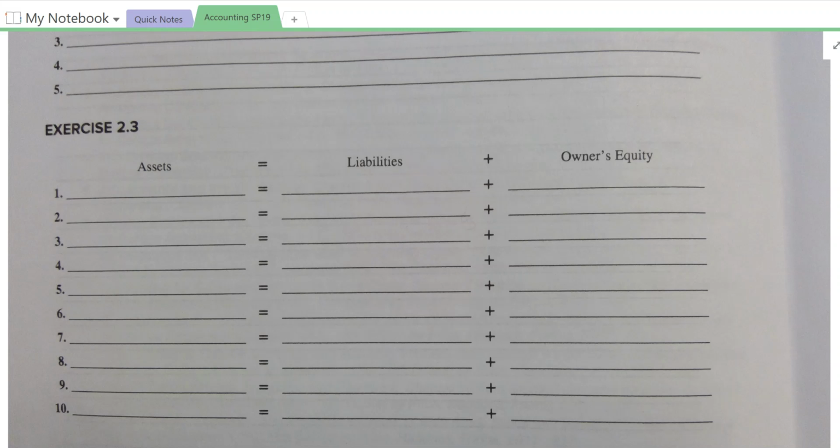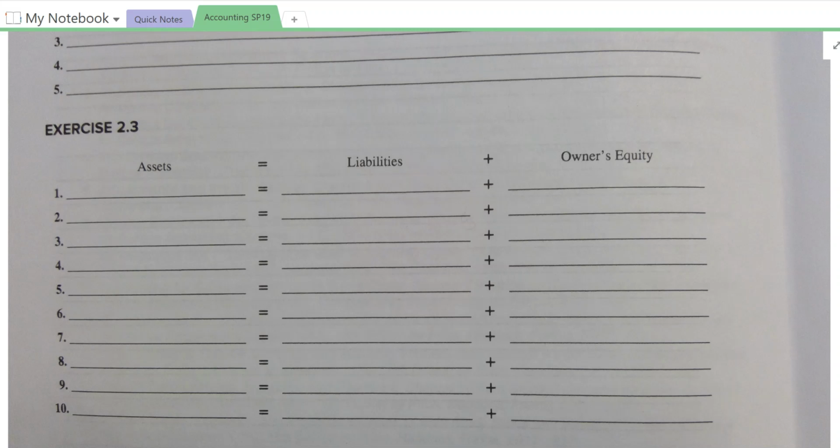Exercise 2.3. We need to determine how the transactions in the list are going to affect the assets, liabilities, and owner's equity. Not in the end, because everything in the end kind of affects the owner's equity. So we're just thinking about the types of accounts that are going to be affected by the exact transaction that's happening. All right, so the first one says we paid $2,100 for utilities.